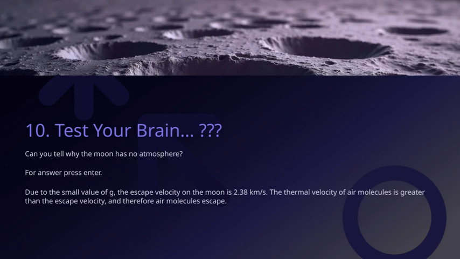Now, for the question on the slide, why does the moon have no atmosphere? Well, because its escape velocity is too low relative to the thermal velocities of molecules, leading to the continuous loss of any gases that might have been there.